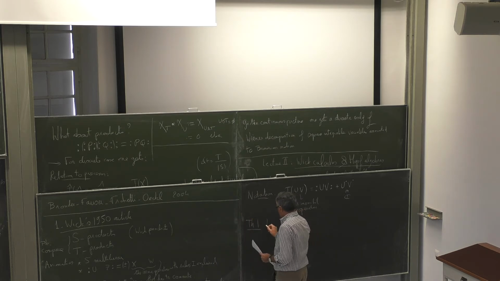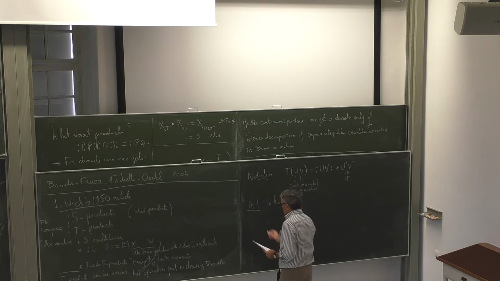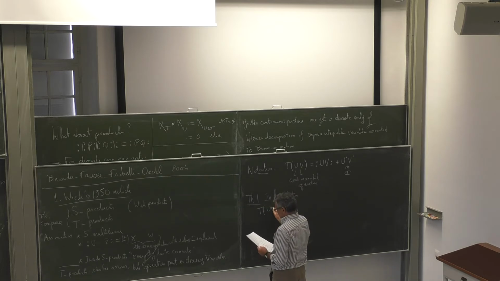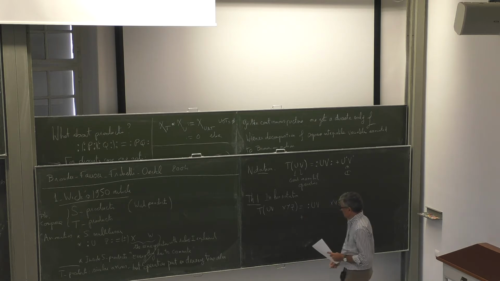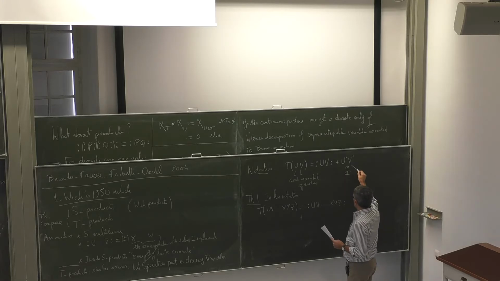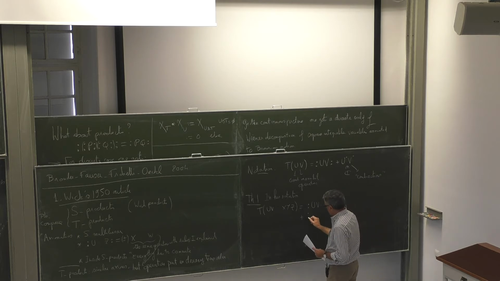In his notation, the first theorem says that if you compute the time-ordered product of a product of operators, then it's the same as the normal ordered product plus corrections that are obtained from these contractions.